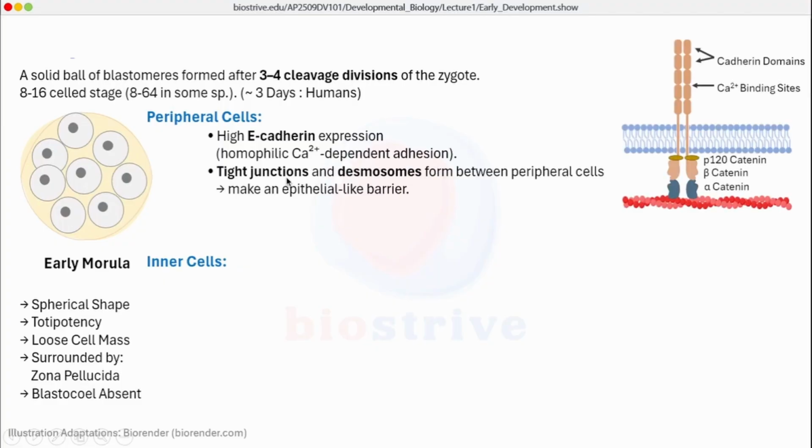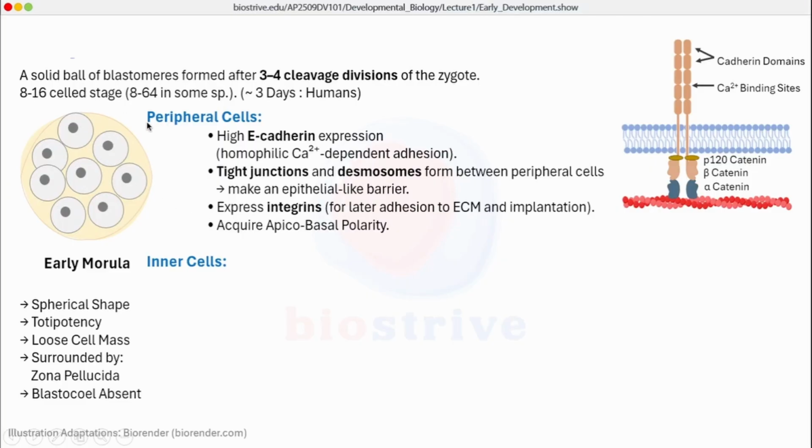They will form tight junctions in case of peripheral cells as well as desmosomes, and these tight junctions will make an epithelial-like barrier. They will also express integrins, which are another type of cell adhesion molecules, and these integrins will be responsible for interactions with the extracellular matrix. This means that these integrins will help in the process of implantation of the embryo.